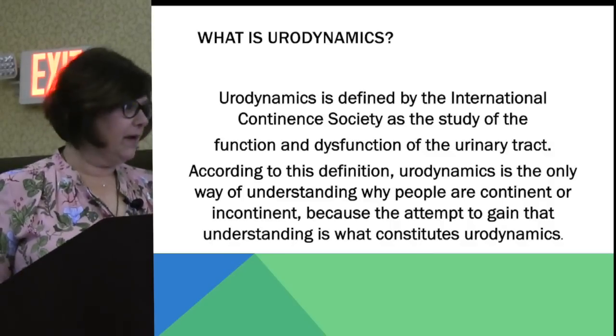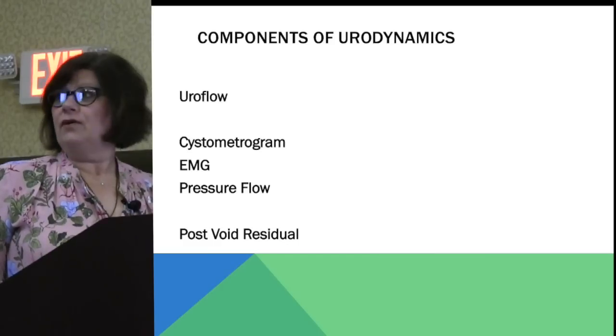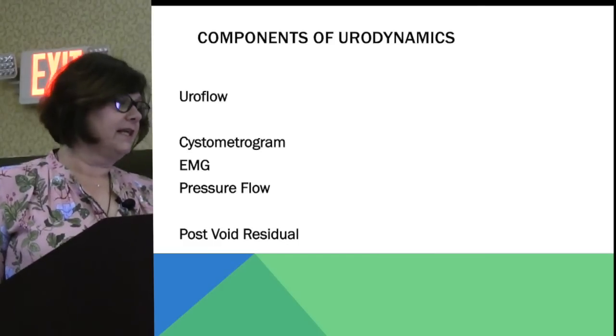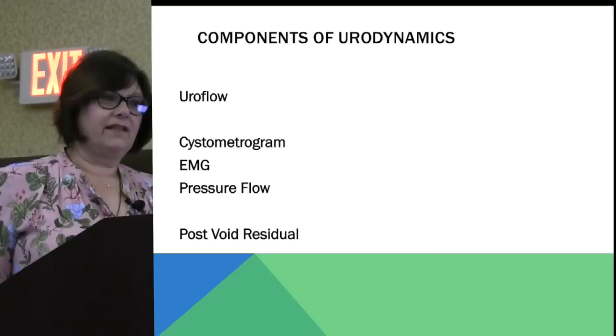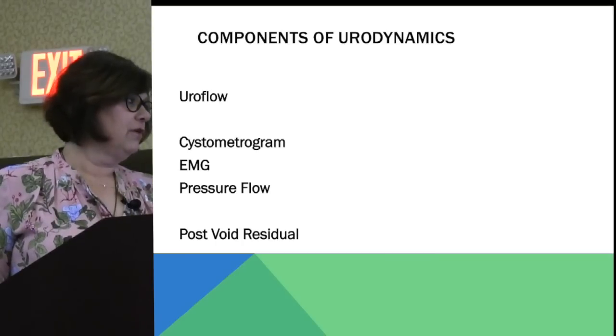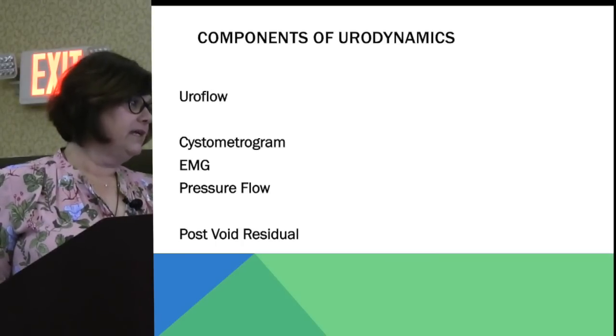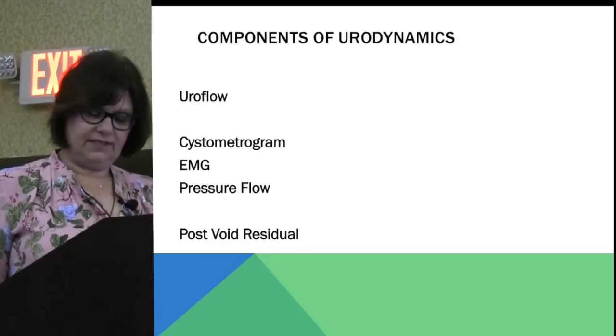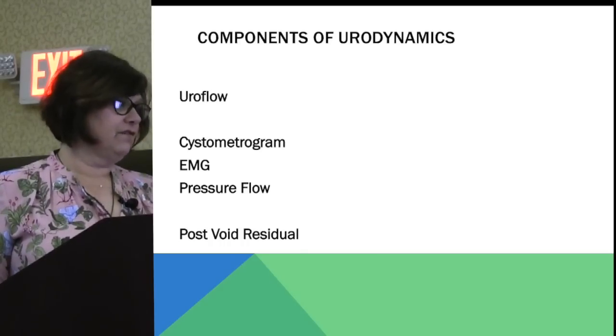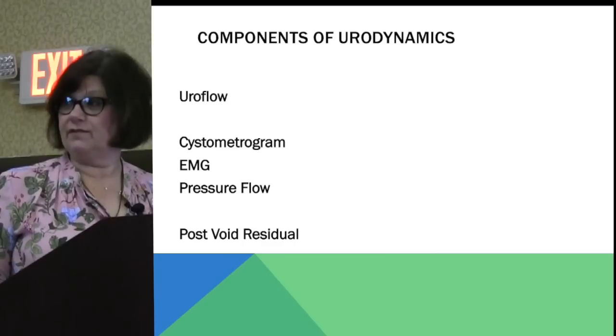We order urodynamics. The components of urodynamics are basically the uroflow, which is when the patient sits down without anything inserted, just a straight uroflow. Cystometrogram, EMG, and pressure flow are the meat of the test, and then a post-void residual to measure how much is left over after urinating or after the pressure flow.